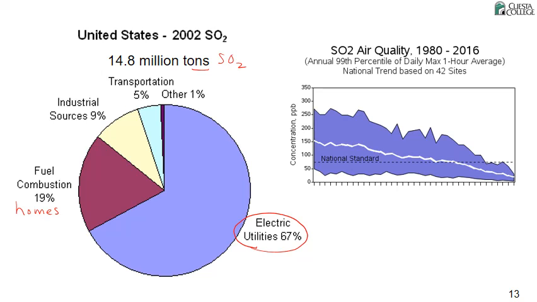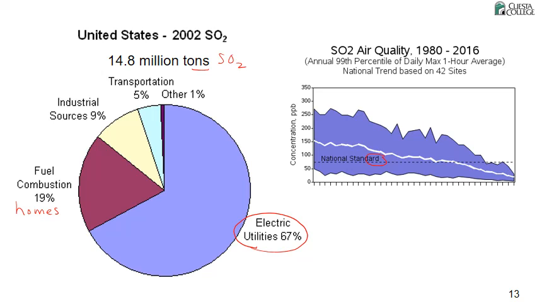It's not all doom and gloom though. Look at what's happened to the SO2 air quality from 1980 to 2016. On the y-axis is the concentration of sulfur dioxide in parts per billion. The national standard is the dotted line here in the middle.